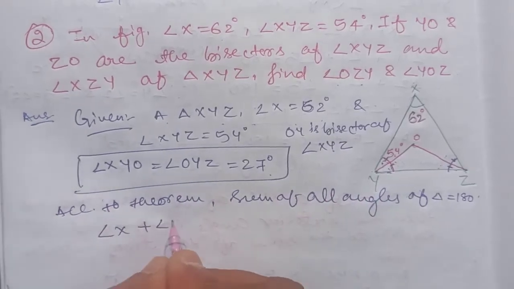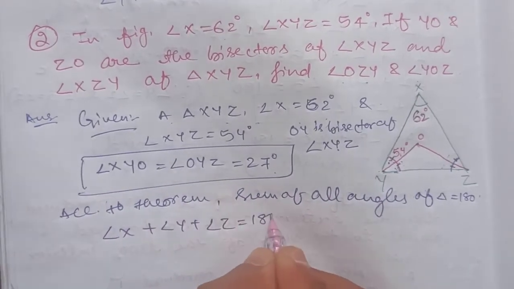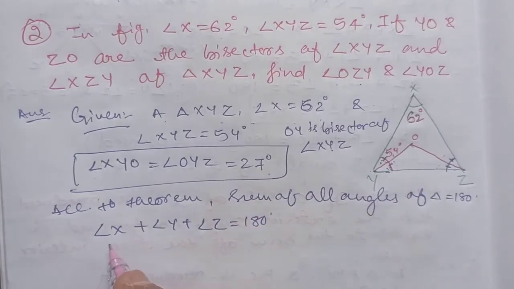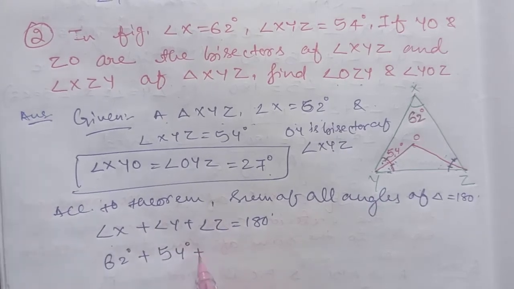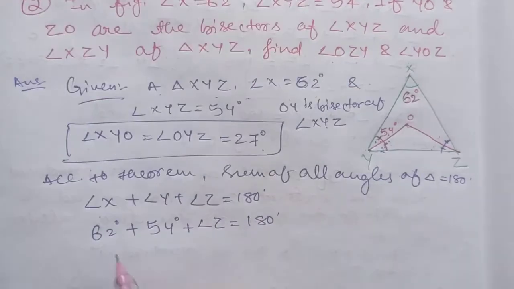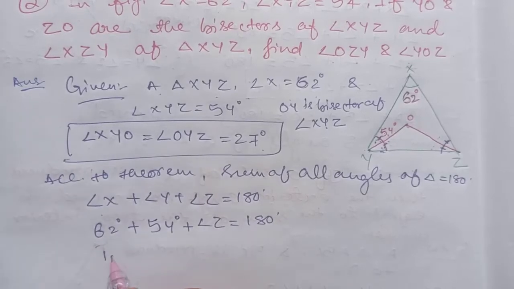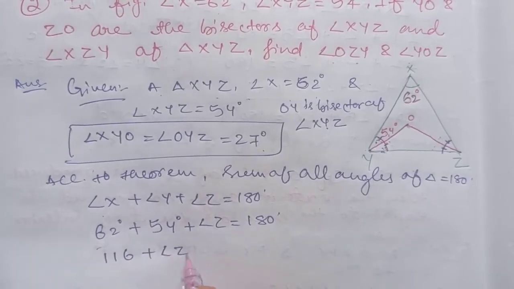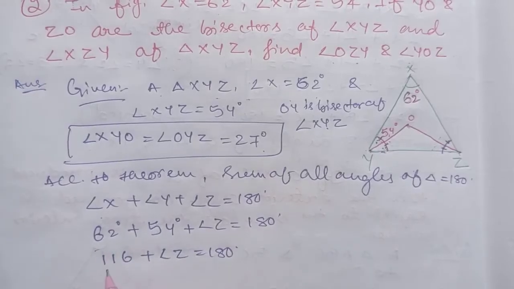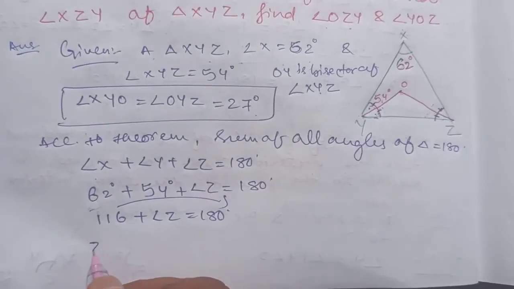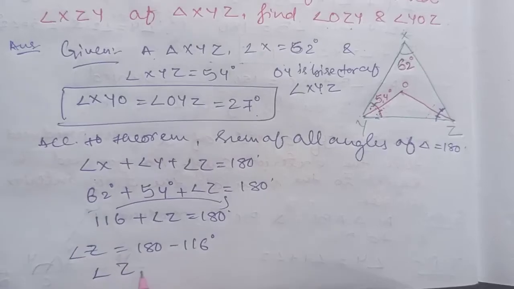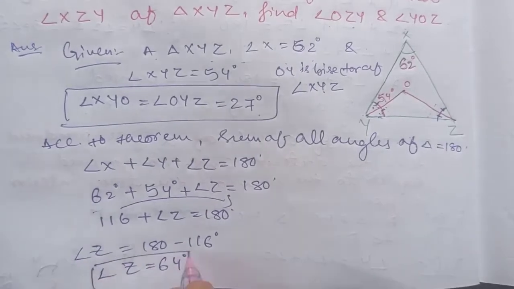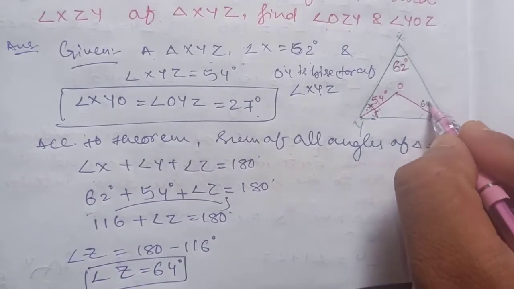That means x plus y plus z equals 180 degrees. Angle x is 62 degrees, angle y is 54 degrees, and angle z we are finding out. Adding these two, we get 116 plus angle z equals 180. Bring 116 to this side. We get angle z equals 180 minus 116 degrees. Angle z equals 64 degrees.